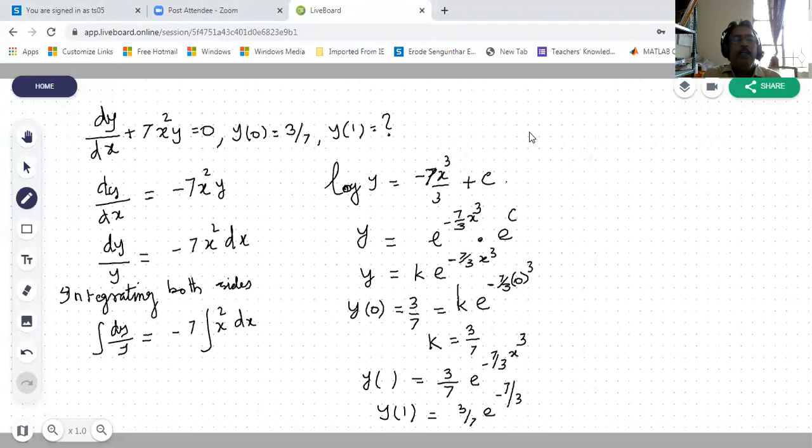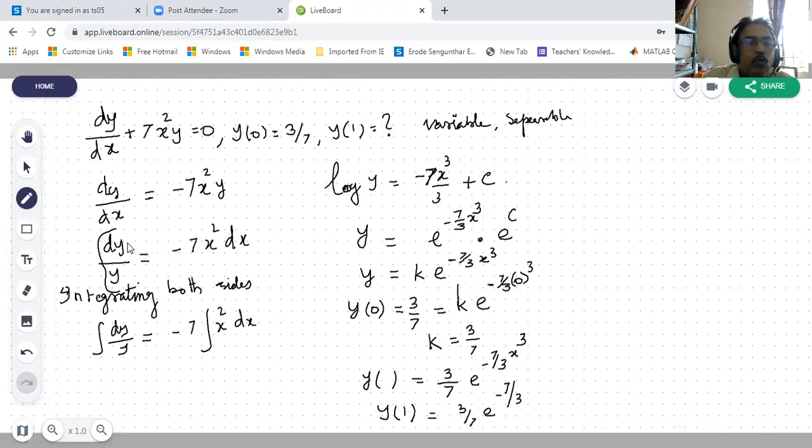Whenever you have a first-degree equation, it is a linear equation. You can separate x and y, so we say it is variable separable. So dy by dx is equal to minus 7x square y. Dy by y is equal to minus 7x square dx. I have separated y alone and x alone.